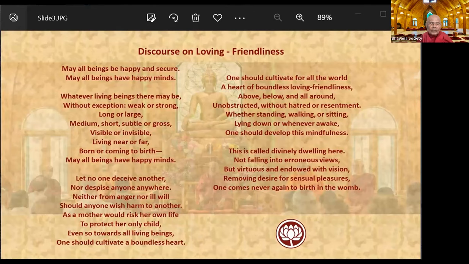One should cultivate for all the world a heart of boundless loving friendliness, above, below, and all around, unobstructed, without hatred or resentment. Whether standing, walking, sitting, lying down or whenever awake, one should develop this mindfulness. This is called divinely dwelling here. Not falling into erroneous views, but virtuous and endowed with vision, removing desire for sensual pleasures, one comes never again to birth in the womb.